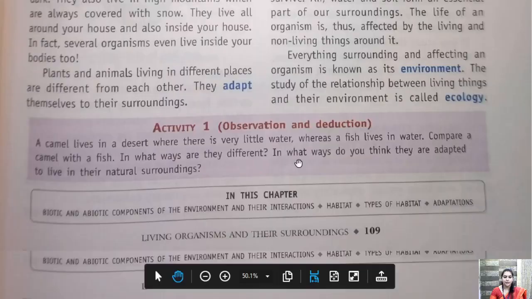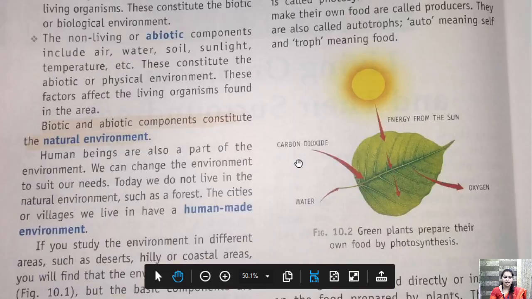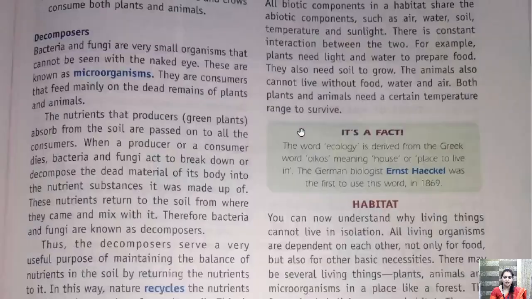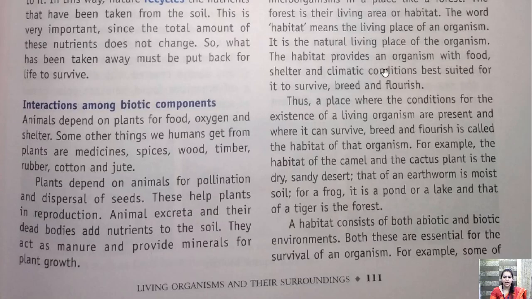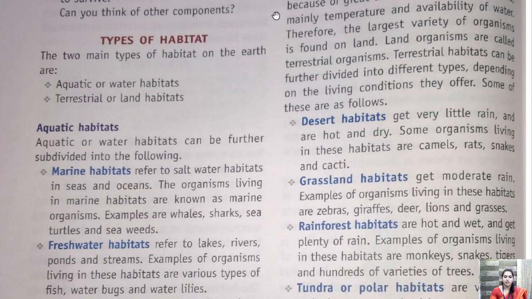Let's see. So we have done this. We have completed this biotic and abiotic component. We have seen this habitat. Now coming on to the types of habitat, we have also read that, but let's see. So aquatic and water habitat. Water and aquatic habitat, again they are subdivided into few categories. Like we have a salty water, we have a plain water, we have a water in a coastal area. So let's see. So aquatic habitats, basically it includes water.